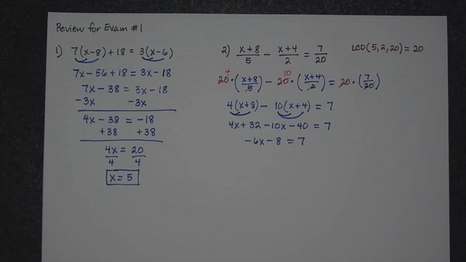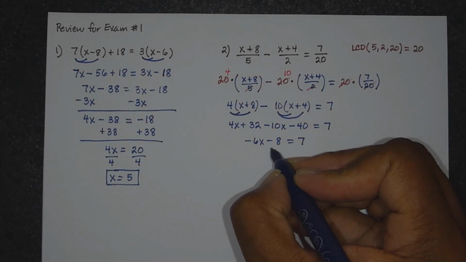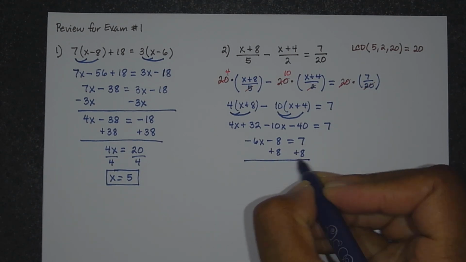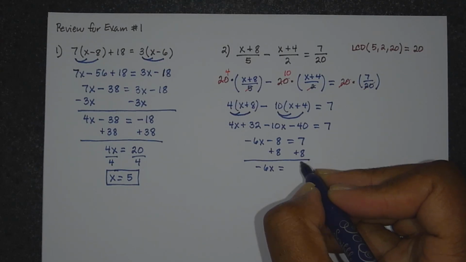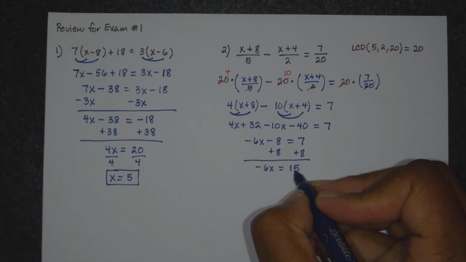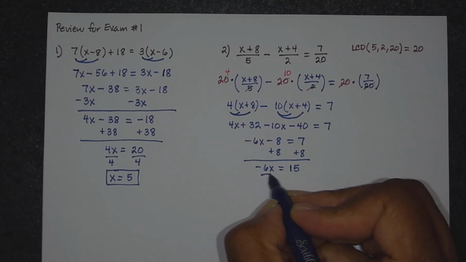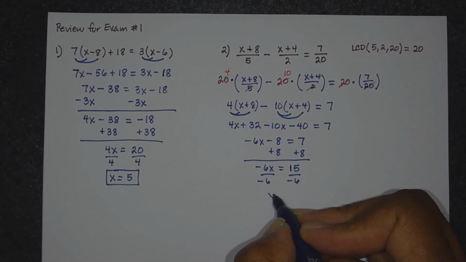That's equal to 7. And to get negative 6x by itself, I need to do what? Add 8 to both sides. So now we got negative 6x is equal to 7 plus 8, that's 15. And then to get x by itself, I need to do what? Divide both sides of this equation by negative 6.